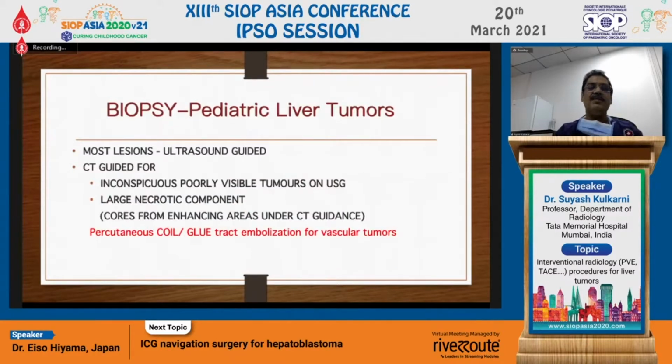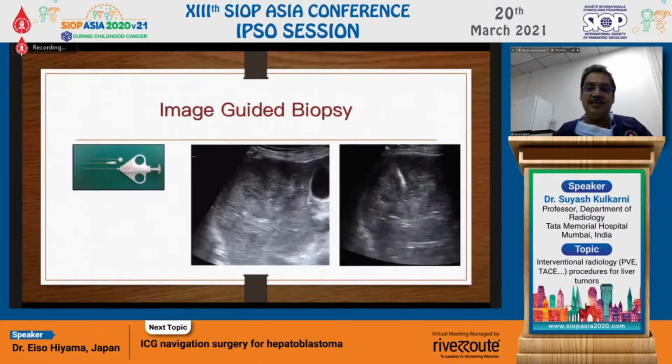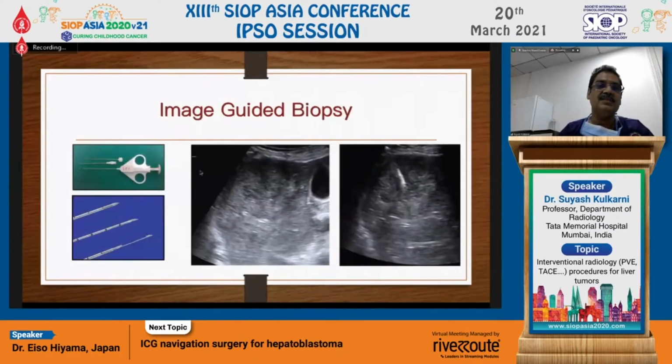One of the important interventions that we do is biopsy. Most of it is done ultrasound guided, but sometimes it is done CT guided when we need to target the non-necrotic part or enhancing part, and if it is critically located. We essentially use the coaxial systems where we use an outer needle through which the true cut needle is introduced and multiple sections or specimens are taken.